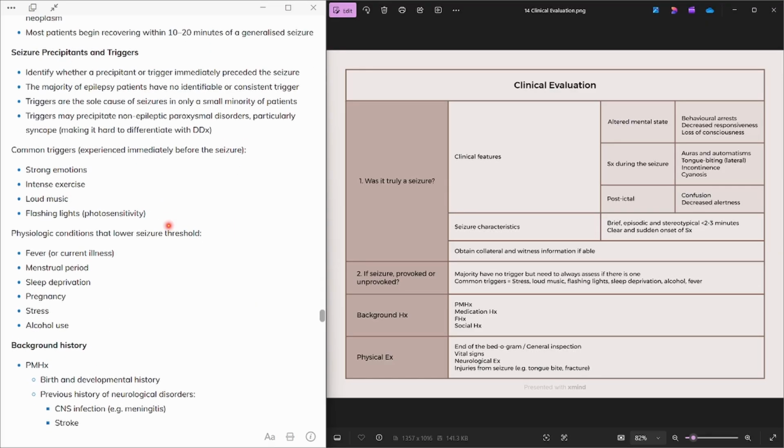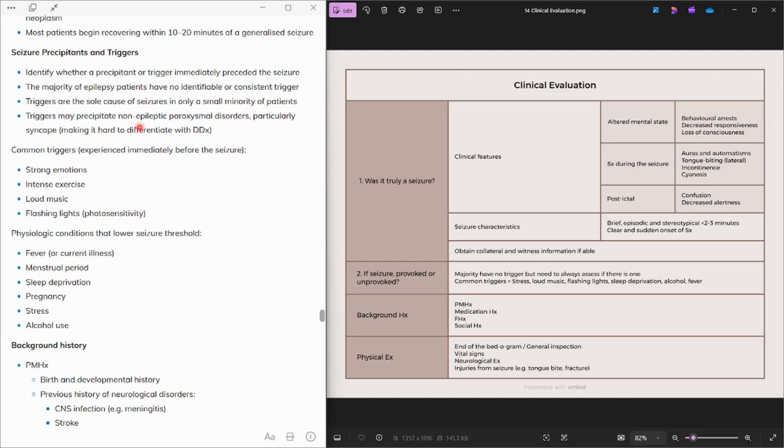The next, once we are satisfied that the patient actually has a seizure, is to identify whether the seizure was provoked or unprovoked. And so we need to identify whether a precipitant or a trigger occurred immediately before the seizure. The majority of patients with epilepsy will have no identifiable or consistent trigger, and triggers are the sole cause of seizures in only a small minority of patients. So most seizures are unprovoked.